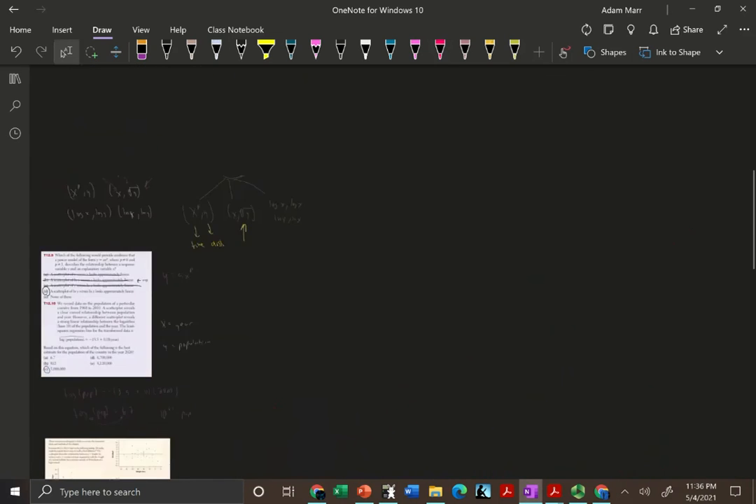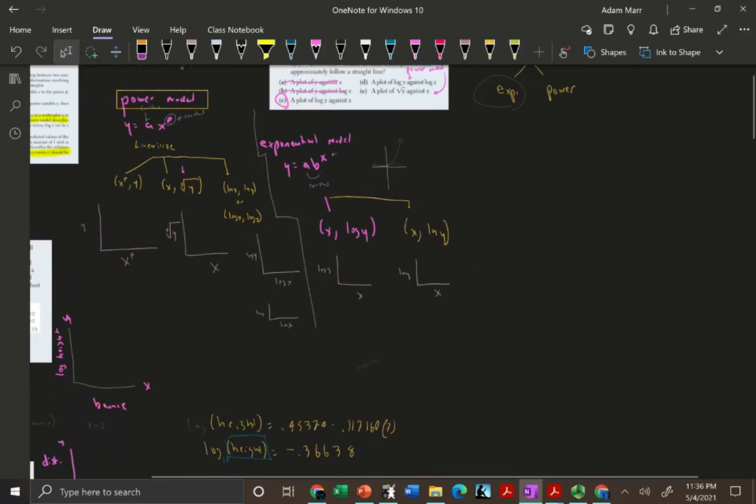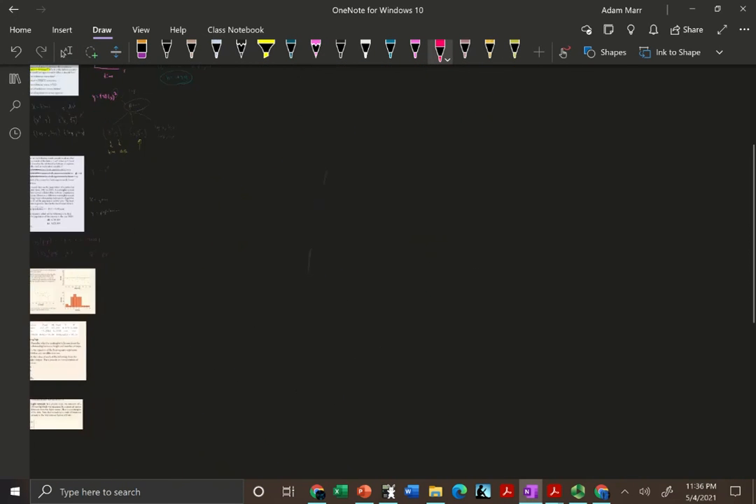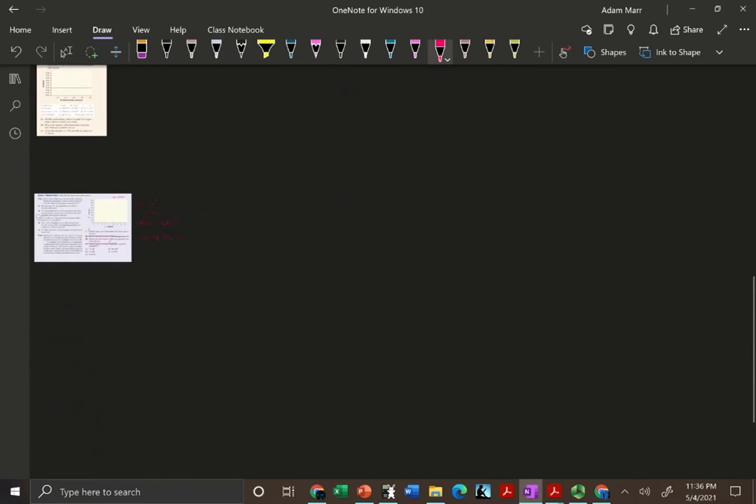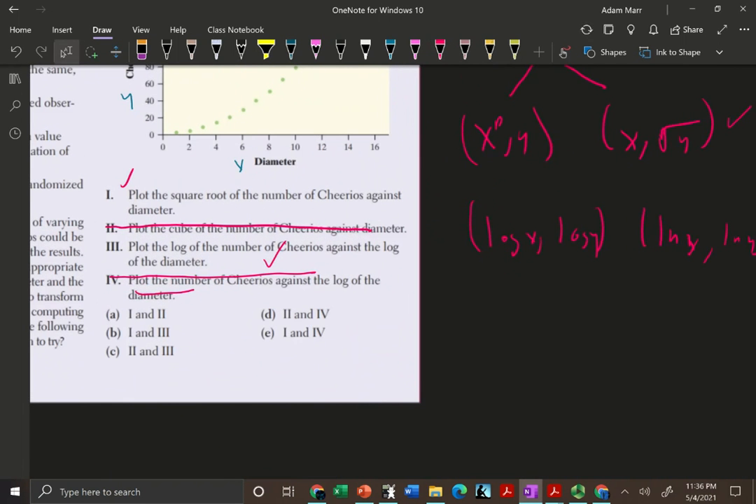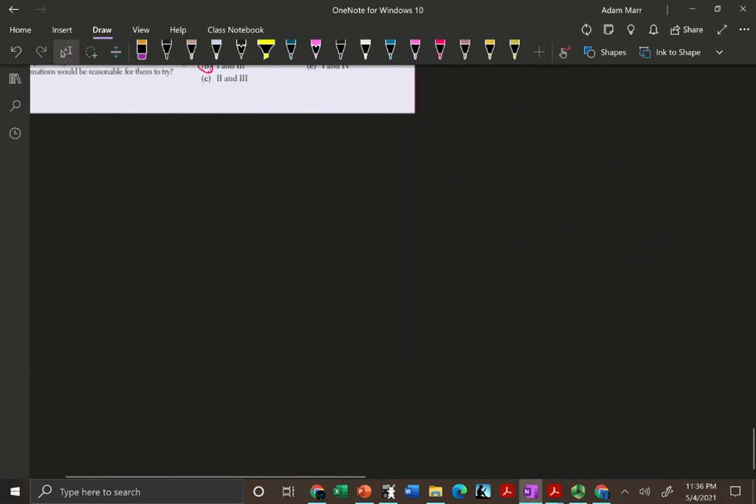And just wanted to just, once again, re-show this for the last time. Remember, exponential is x log of y, x ln of y. And these are all for power model. Okay. Anyway, so the answer right here is 1 and 3. So letter B. Okay, guys, I think this is good right here.